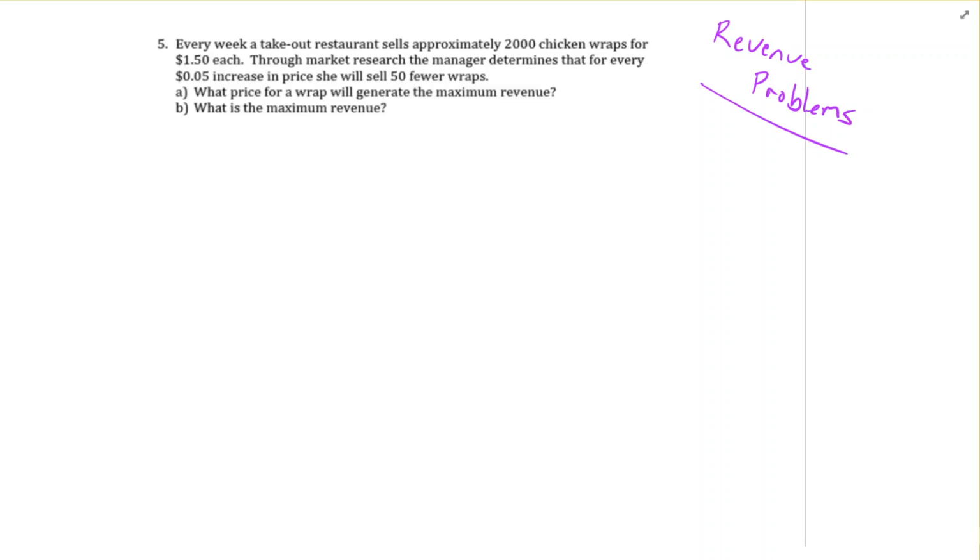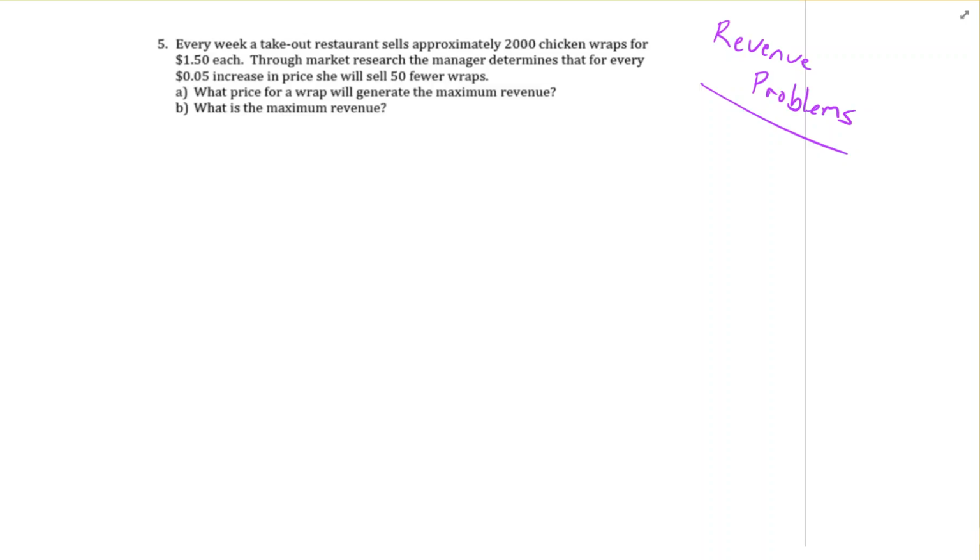Every week, a takeout restaurant sells approximately 2,000 chicken wraps for $1.50 each. Through market research, the manager determines that for every $0.05 increase in price, she will sell 50 fewer wraps. You're probably thinking, oh man, this seems really confusing, but there is a pretty straightforward method to solving these, and they're all going to be kind of the same. And there will be a question like this on your test.